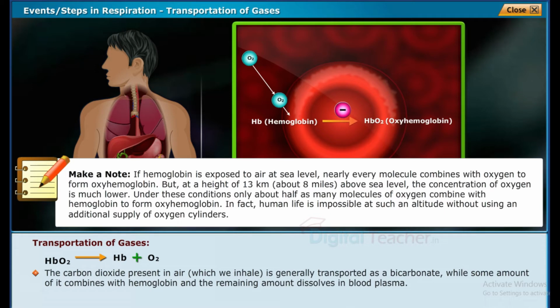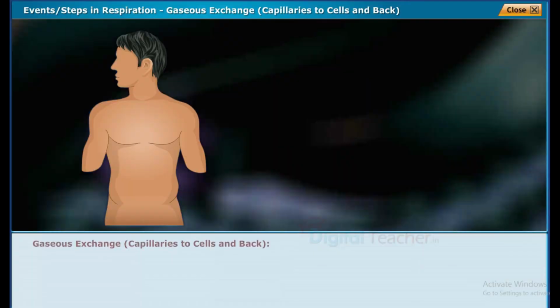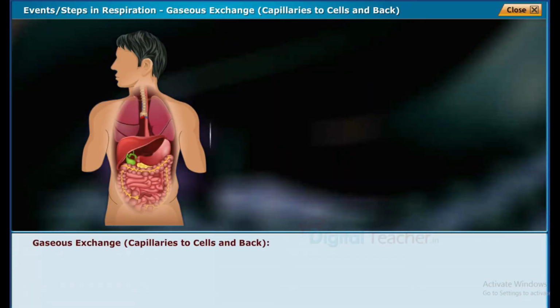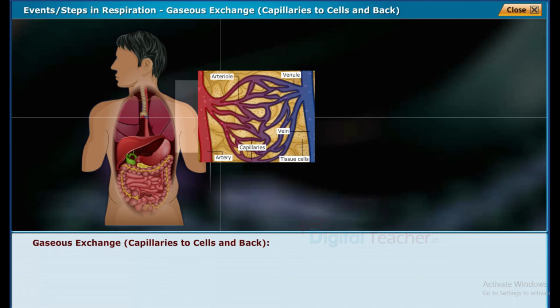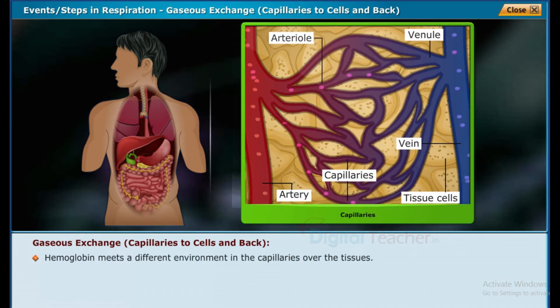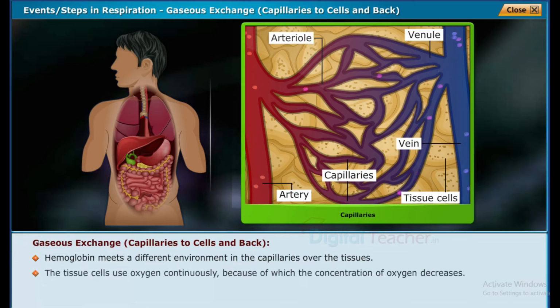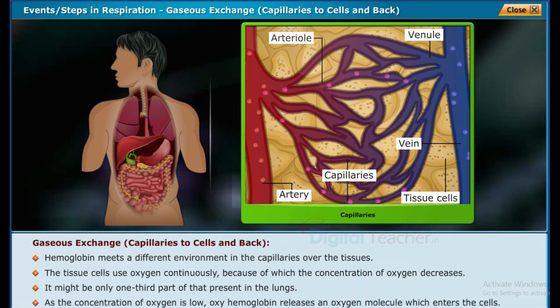Let us learn how exchange of gases takes place at tissue level. Hemoglobin meets a different environment in the capillaries over the tissues. The tissue cells use oxygen continuously, because of which the concentration of oxygen decreases. It might be only one third of that present in the lungs. As the concentration of oxygen is low, oxyhemoglobin releases an oxygen molecule which enters the cells.